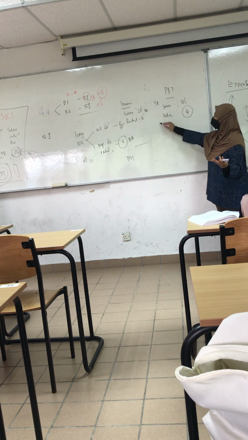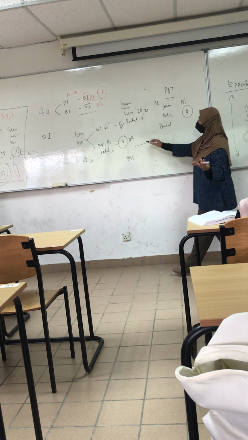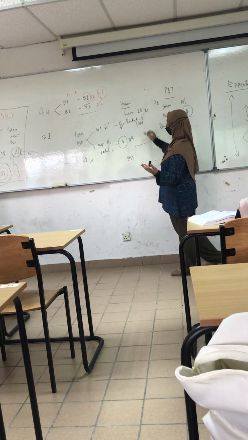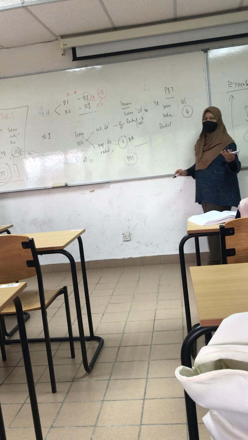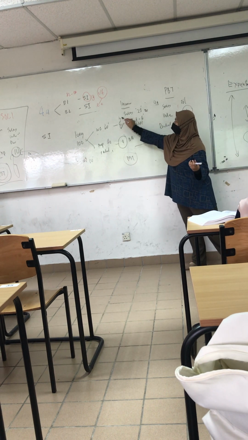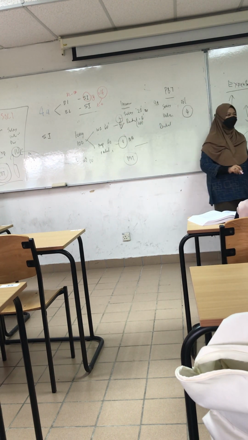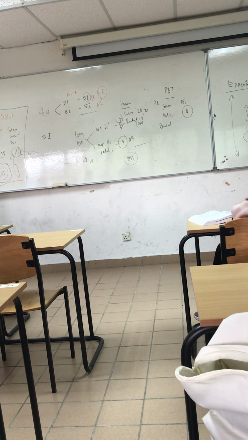But what about your rental income? Assuming that rental income here is section 4D, it's in your PBT. Rental income. So what you do now? Why you tolak?